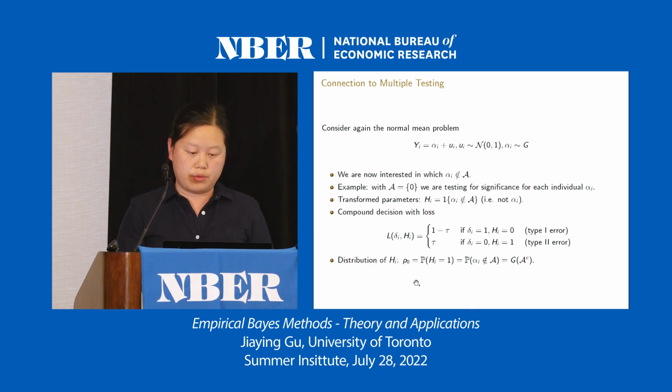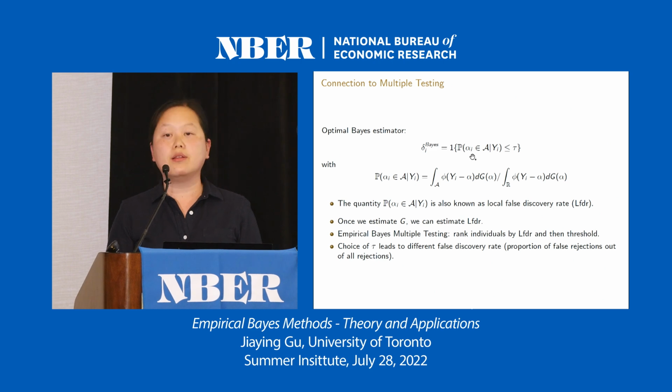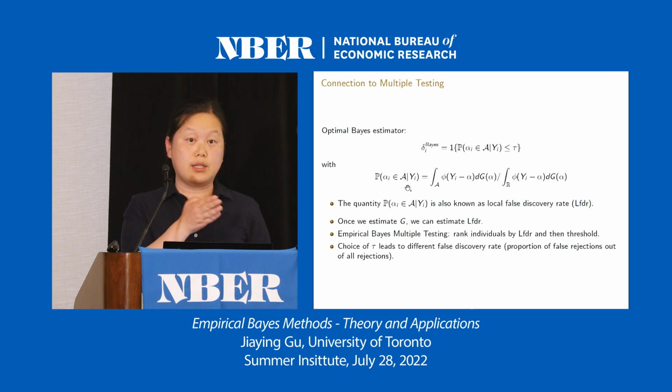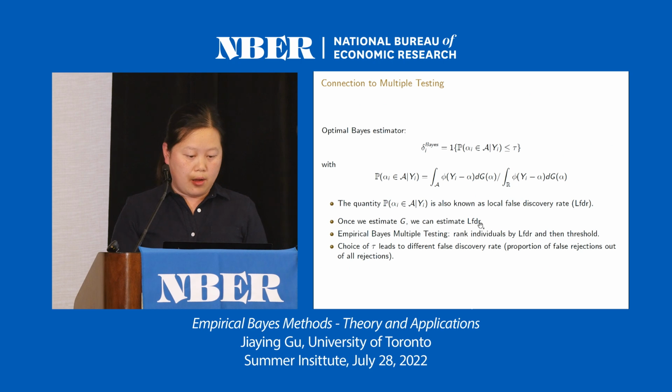So here, the distribution of the new parameter of interest is again characterized by one number, P0, which is just the probability of h_i taking value 1, which links back to g evaluated on the complement set of A. So the optimal Bayes estimator is going to take this form. It's going to truncate. So we have a tau truncation on the posterior probability of alpha_i belonging to the set A, given the data evidence y_i, where the posterior probability is nothing but a function of g. So that leads us back to g. If we learn g, we would know how to come up with this posterior probability, and then we're going to use that to rank individuals and do a thresholding rule to decide who are to be rejected and who are not to be rejected.